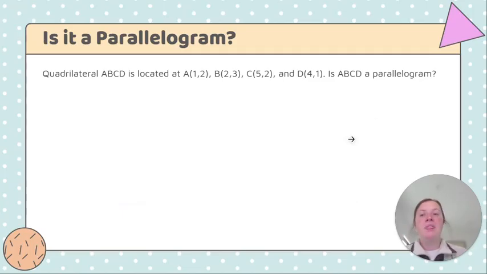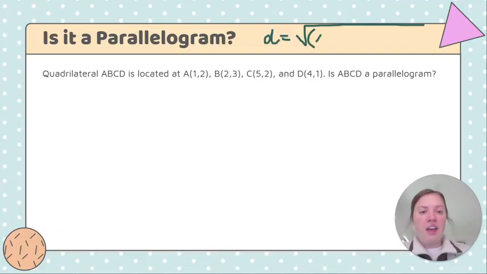If we're asked, is a quadrilateral a parallelogram? Ultimately, what we want to do is use that identifier that opposite sides are parallel and congruent to figure out if it is a parallelogram. To do this, we need to see what the length of each one of our sides is. We are going to break this down using our distance formula. Remember, our distance formula is the square root of x2 minus x1 squared plus y2 minus y1 squared.